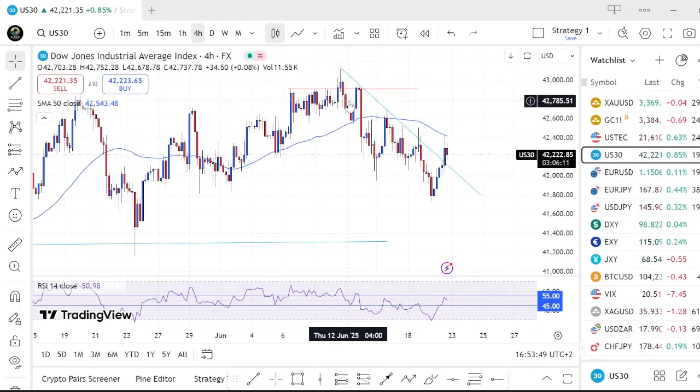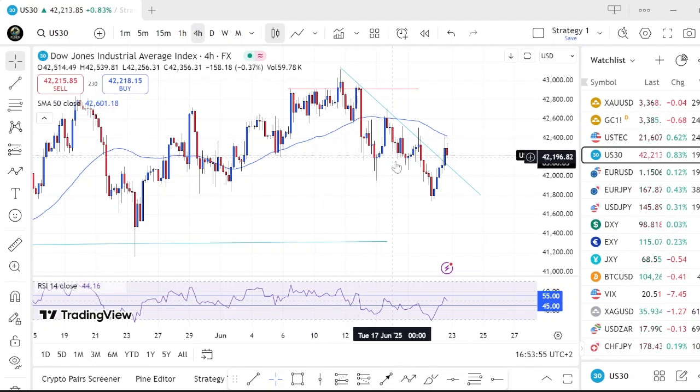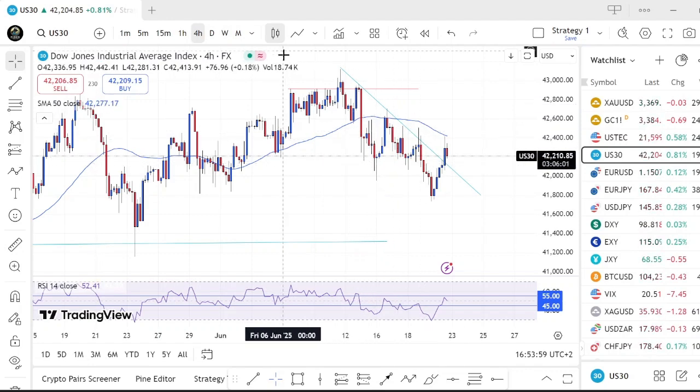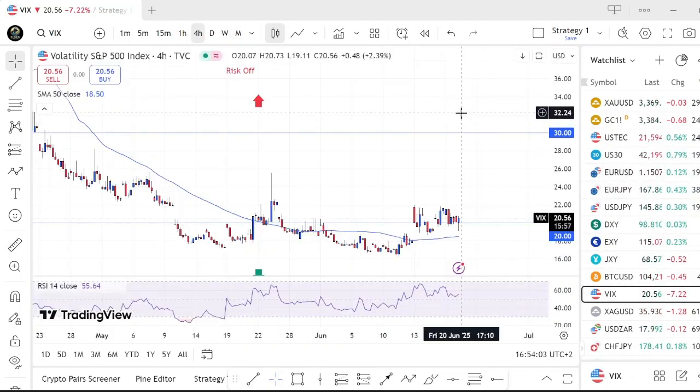We can see a little bit more bearish structure here with lower highs and lower lows clearly forming, and price currently testing that 50 SMA level. So that's US30. Moving on to the VIX, we can see that the VIX is currently at 20.56.